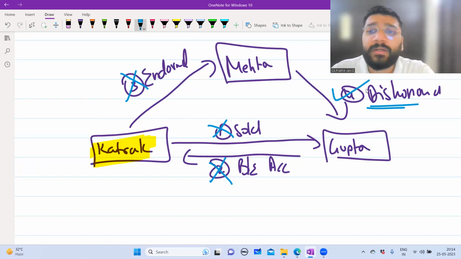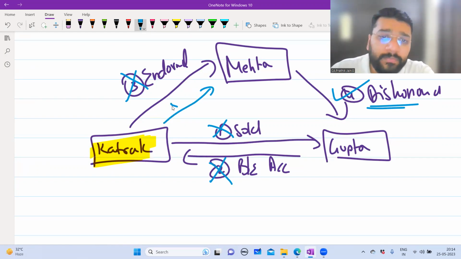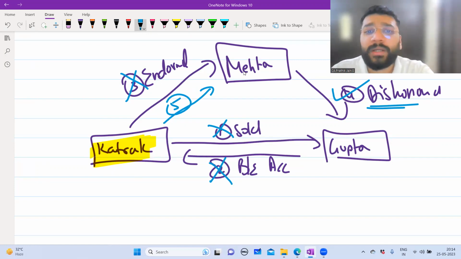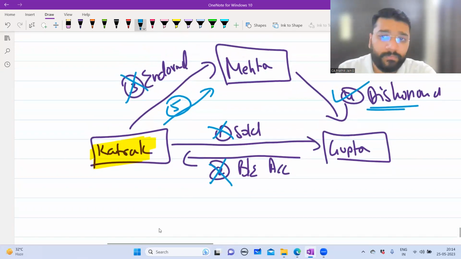So guys, when dishonorment is happening, what will happen? We have to recreate the creditor. So for Katrak, Mehta is creditor. So please tell me what is the dishonorment entry for Katrak? Sir, he needs to recreate Mehta.